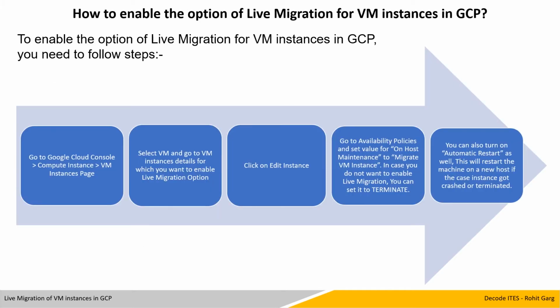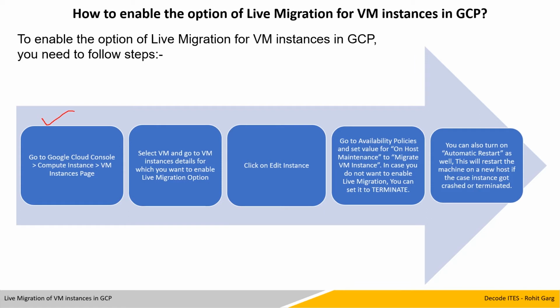How to enable the option of live migration for VM instances in GCP. To enable the option of live migration for a VM instance in GCP, you need to follow 5 steps. First, you need to go to Google Cloud Console, Compute Engine, and go to the VM instances page.